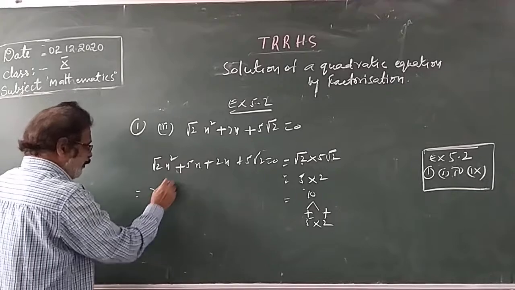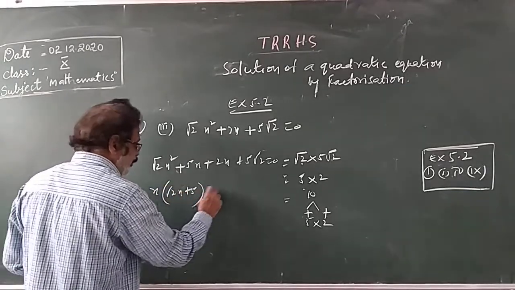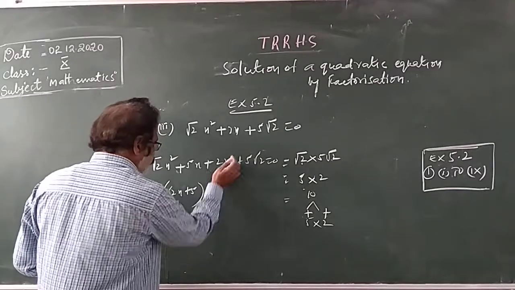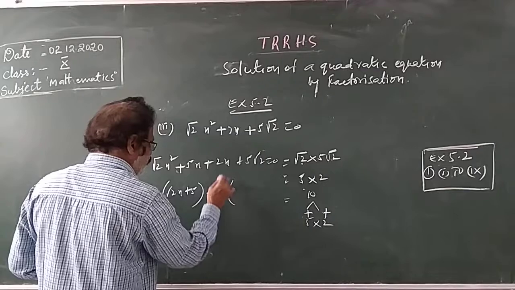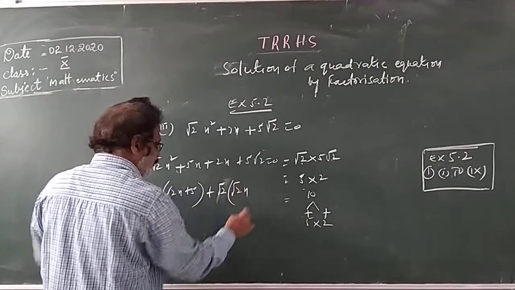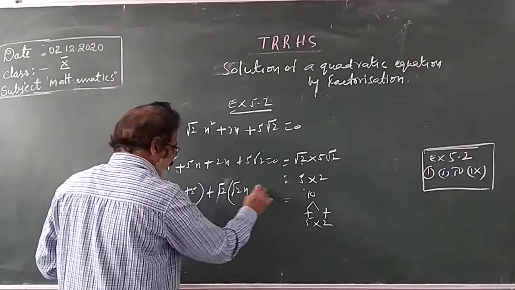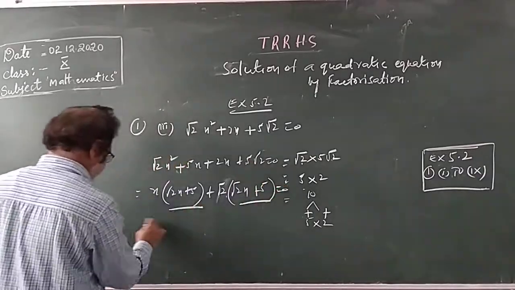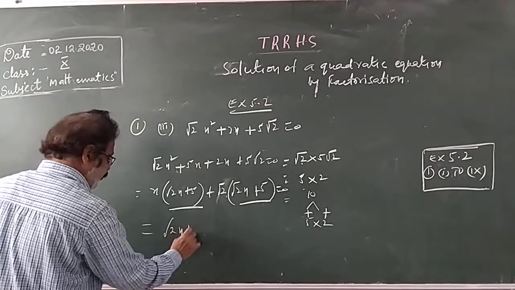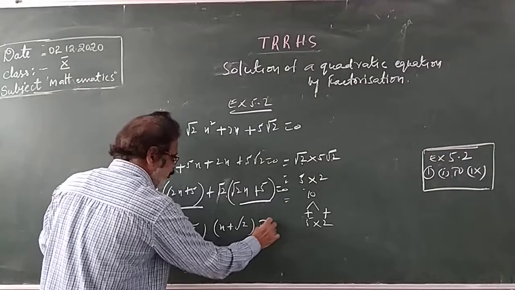Take x common: x(root 2x plus 5). Here take root 2 common. Root 2 into root 2 is 2, plus root 2 common, here remains root 2. So root 2x plus 5 common, (x plus root 2) equal to 0.